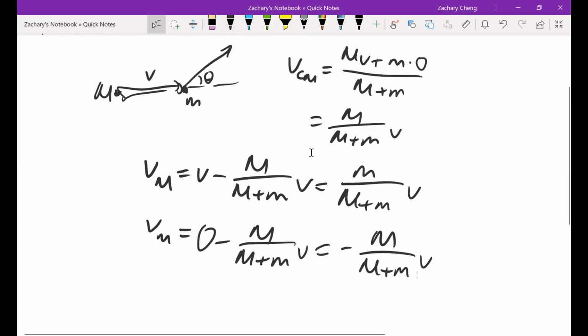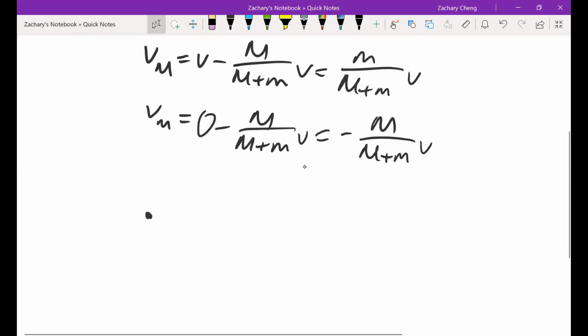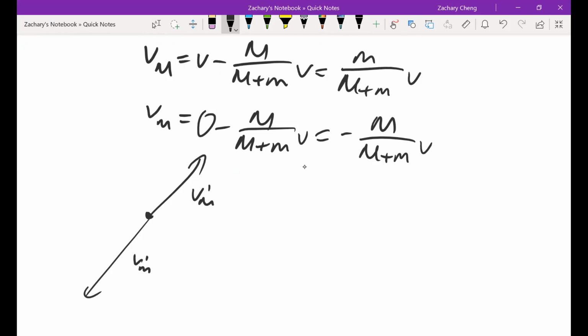Okay. So now, after they collide, since we're looking at this in the center of mass frame, the velocities after collision, let's say they're vM prime and v small m prime, have to be on the same line in order for conservation of momentum to be satisfied. This is, of course, only in the center of mass frame.